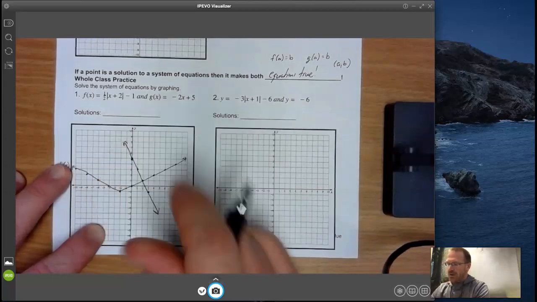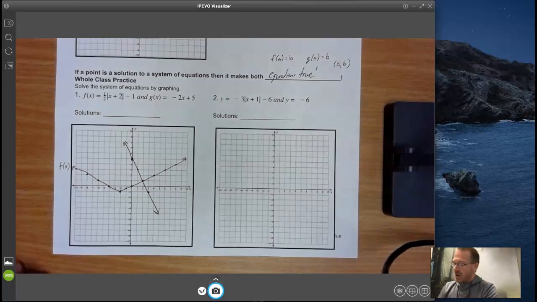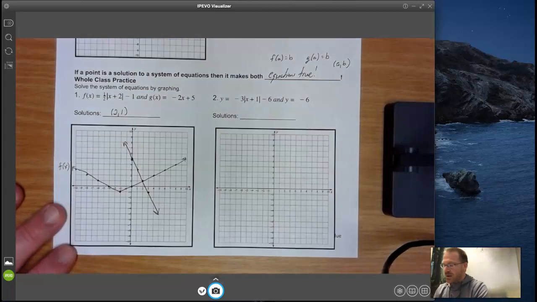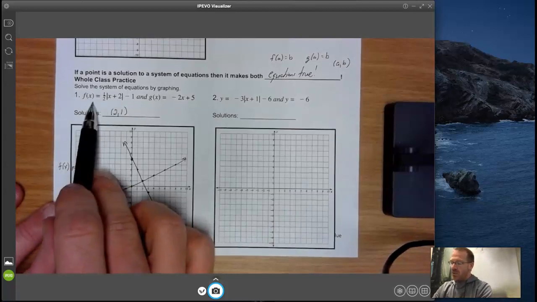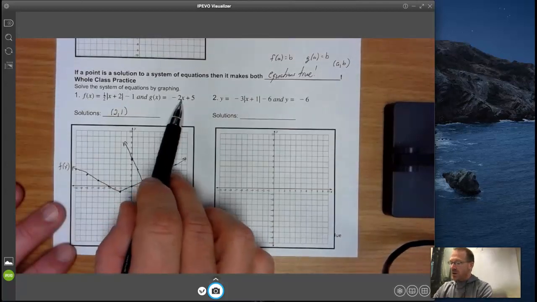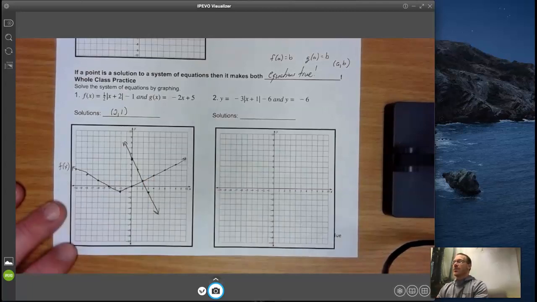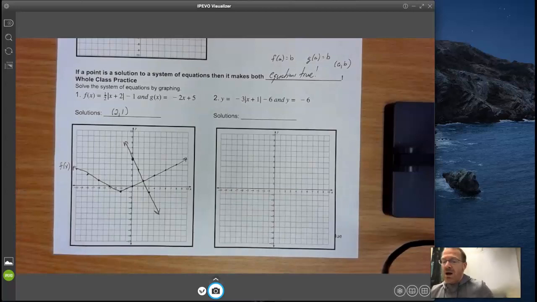We can see that we get just the one point of intersection, and that point of intersection, which is a solution, would be (2, 1). If you wanted to check your work, if I plug 2 into f of x, I should get 1. If I plug 2 in, and you can see that here, -2 times 2 is -4, plus 5, I get 1 there as well. The point of verifying is to give you a way of checking your answer.